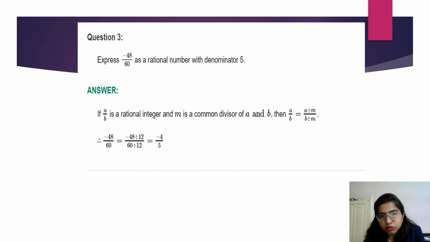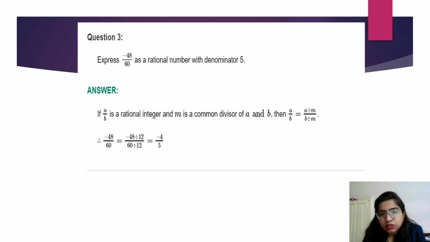Now what you have to do? Minus 48 divided by 60. Both numerator and denominator will be divided by 12. Minus 48 will be divided by 12 and 60 will also be divided by 12. If both are divided, there is no effect, no issues. 48 divided by 12 will be minus 4, and 60 divided by 12 will be 5. Answer: minus 4 by 5, because there was minus 48. So the answer will be minus 48 upon 5.